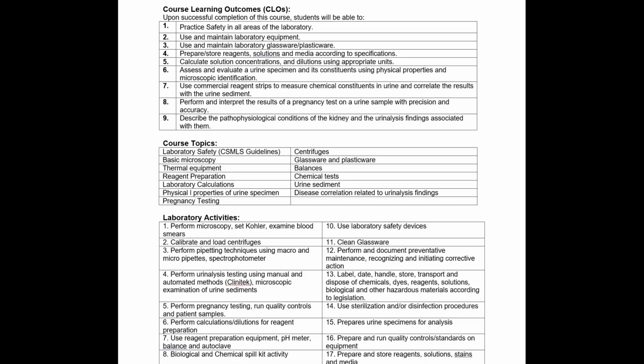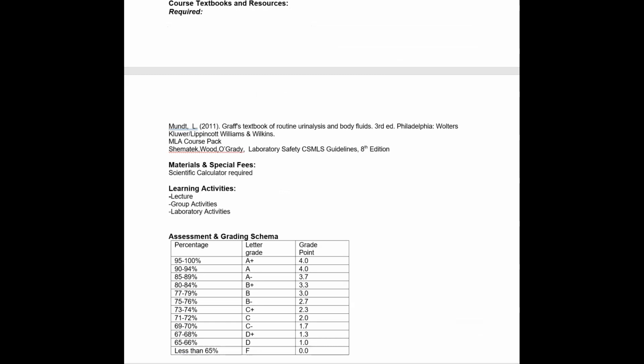So this is the applied portion of the theory that you learn, and that's why it's so much fun. It also lists the textbooks that you're going to use, the Graff's textbook of urinalysis and the Laboratory Safety CSMLS guidelines. A scientific calculator is going to be required for this. You don't need a very complicated one that will have an exponent and stuff. So I will go over this again as we start that calculations part of this course.